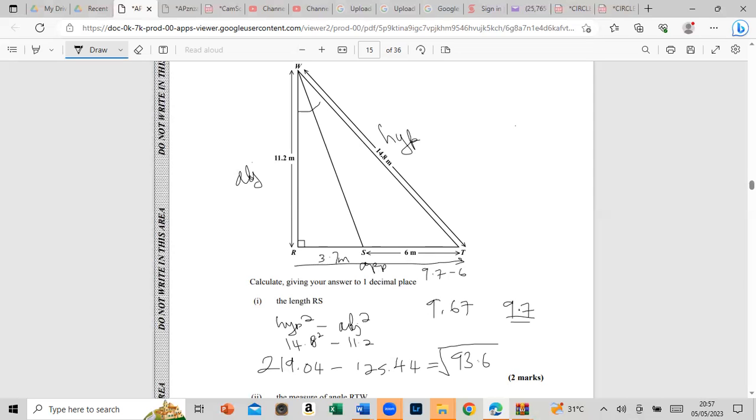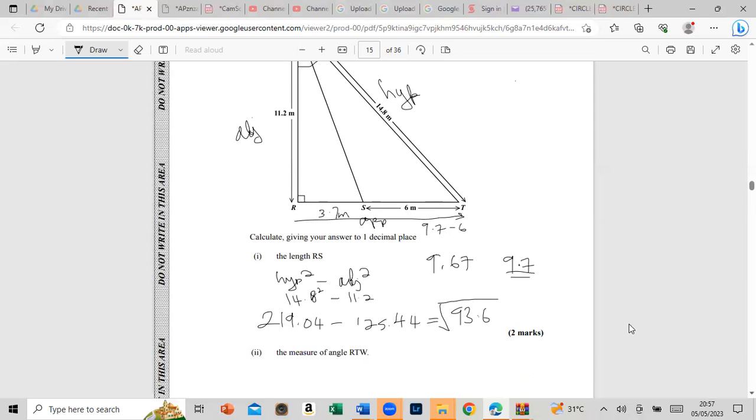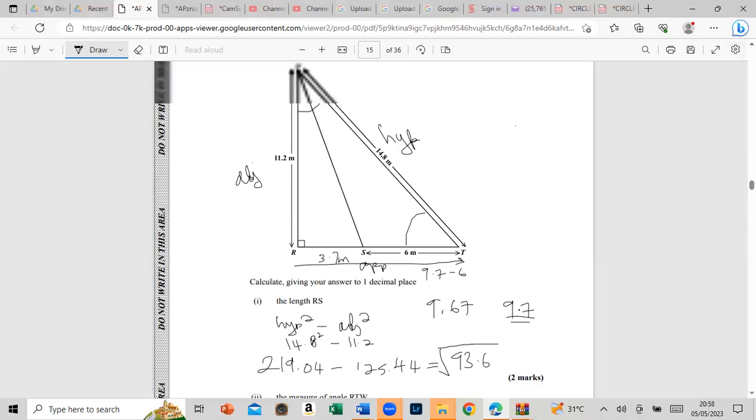Alright, let's see now. This says the measure of angle RTW. So this is the angle right here. How can we find this angle right here, guys? RTW. Let's put this and call it theta. How do we find that? Work out that and let me know, guys. One minute to do that. Let's go, let's go, let's go.